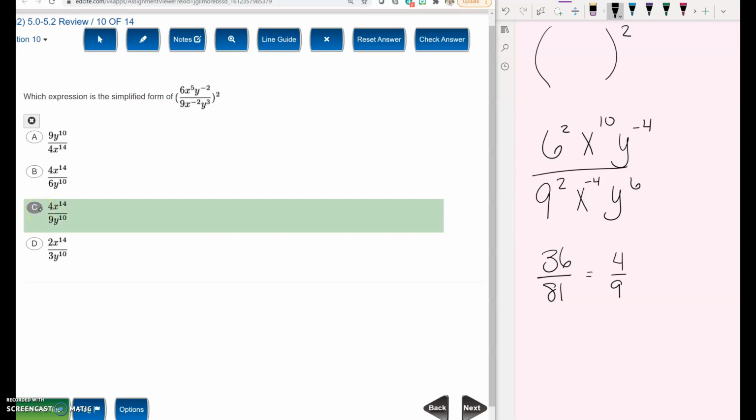You could then check if you wanted to. These 4 x's would move to the top and you'd have x to the 14th on the top. These 4 y's would move to the bottom and you would have y to the 10th on the bottom. So your answer there is 4x to the 14th over 9y to the 10th.